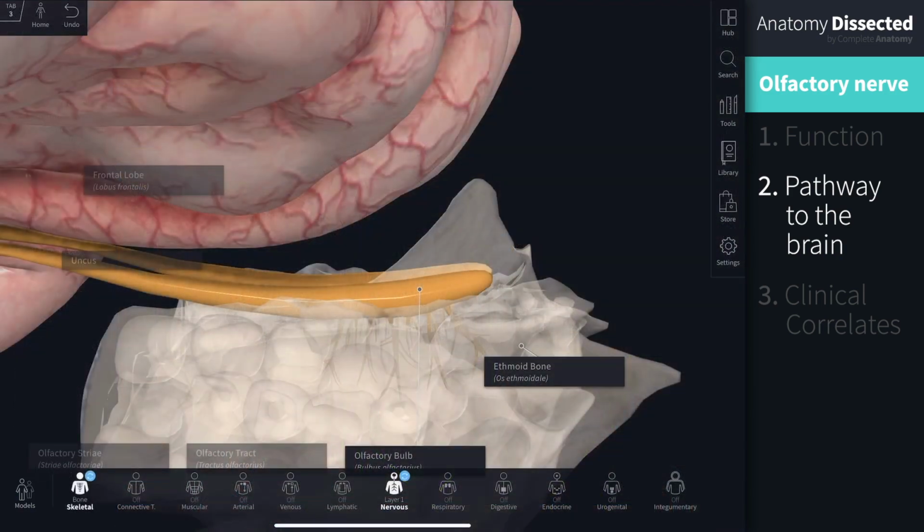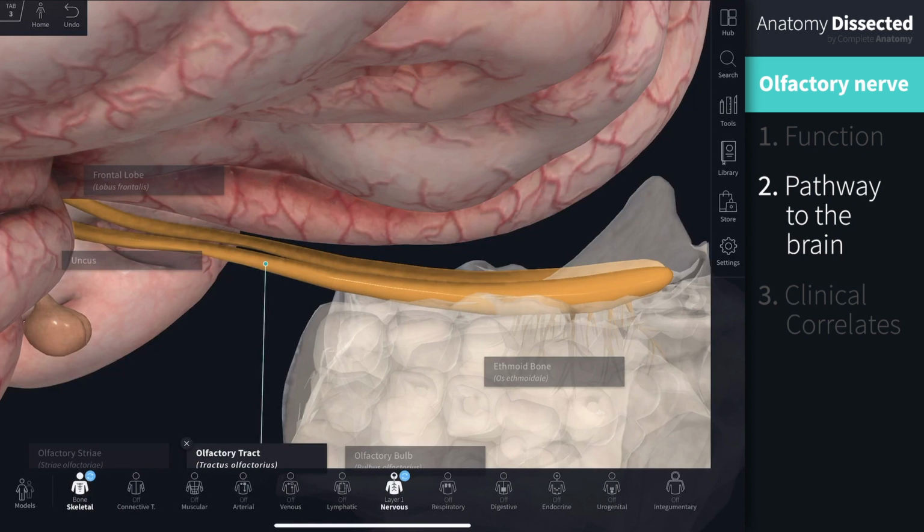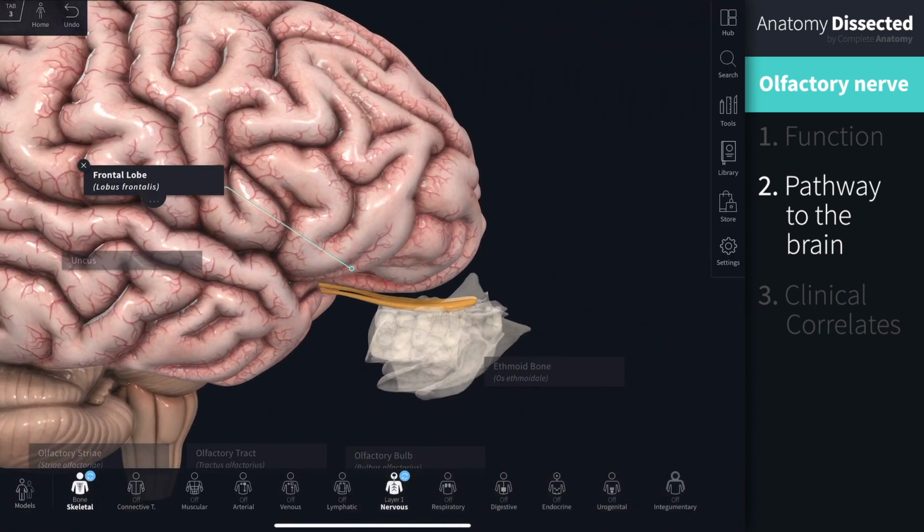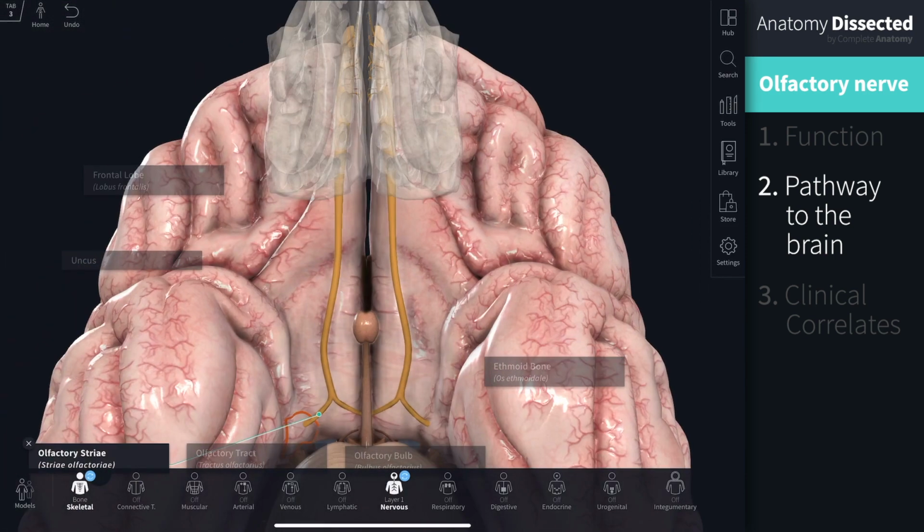The olfactory bulb is the most anterior part of Cranial Nerve One. Posteriorly, it thins to become the olfactory tract, which runs inferiorly along the base of the brain, specifically the frontal lobe. As it approaches the brainstem, the olfactory tract divides into olfactory stria.